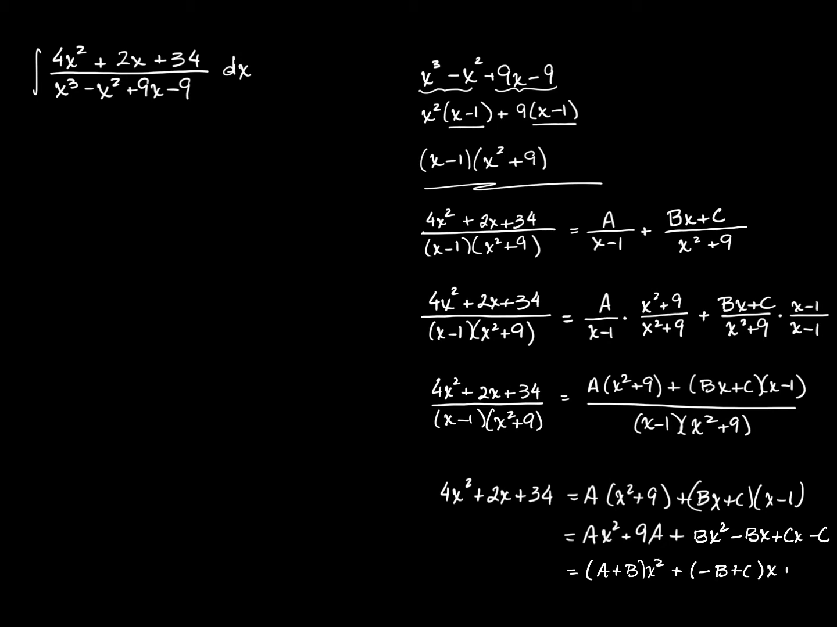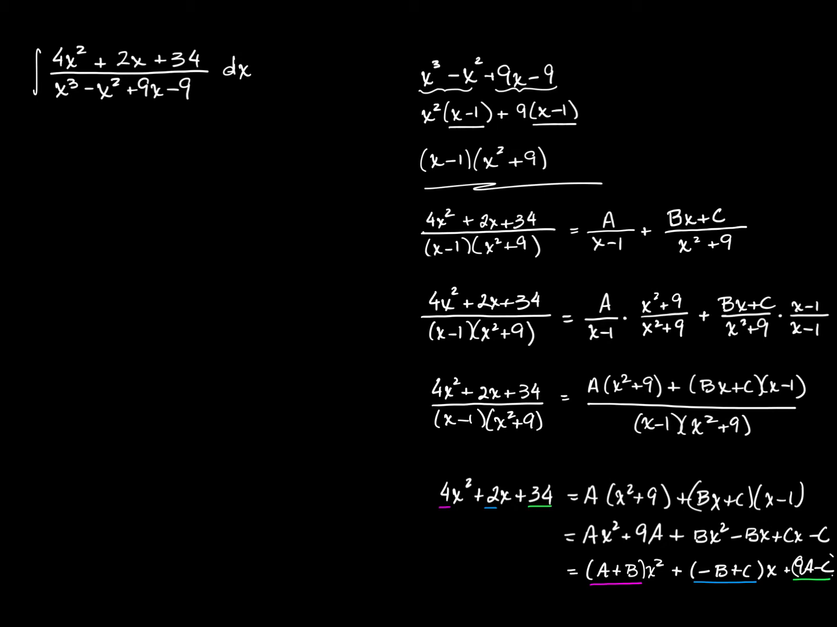And what I have left then is 9a minus c. And I'll put that in parentheses too. What that gives me is a coefficient of x squared, a coefficient of x, and a constant term. And for the left-hand side and the right-hand side of this equation to continue to be equal, the coefficient of x squared has to be equal to the coefficient of x squared, the coefficient of x to the coefficient of x, and the constants have to be equal as well.